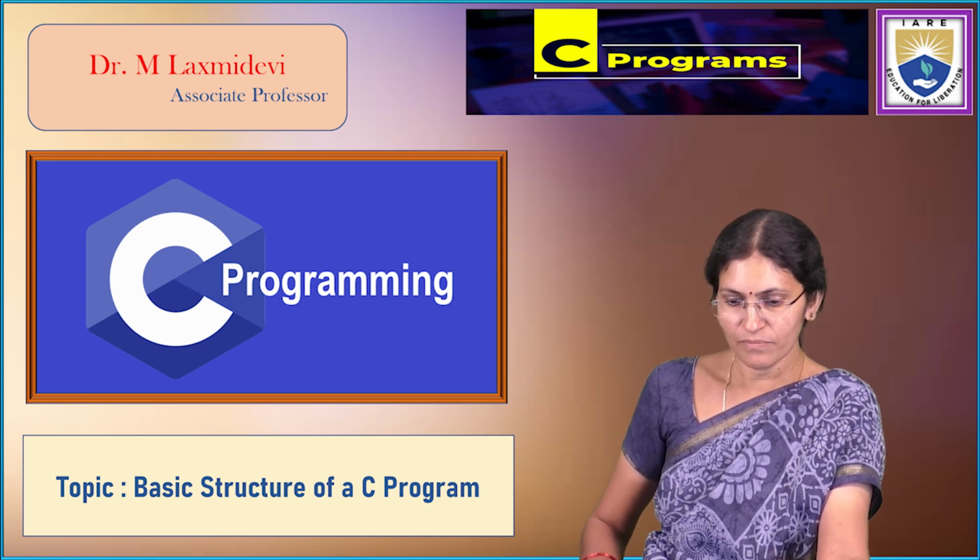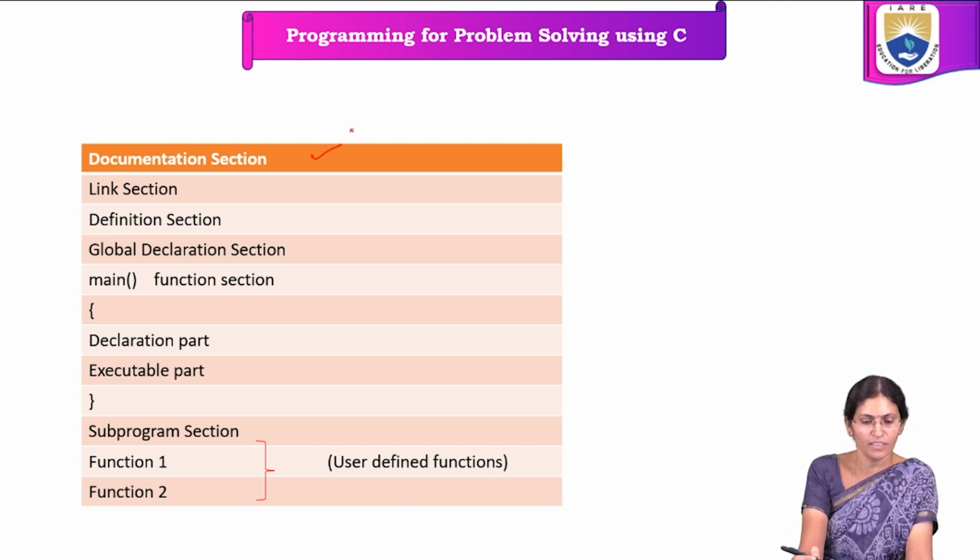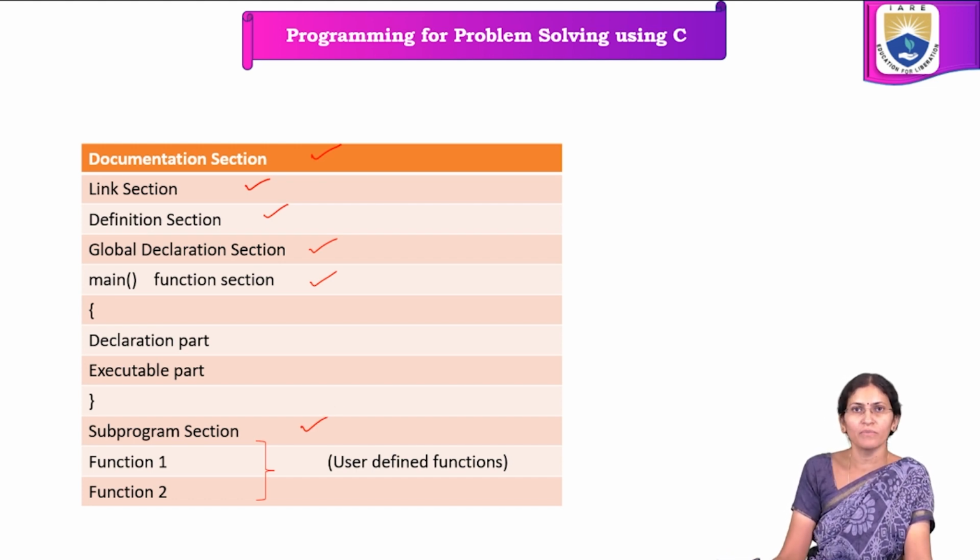Today in this video lecture, we will learn about the basic structure of a C program. In a C program, we have different sections. The first one is documentation section. The next one is linking section. The next one is definition section. Then we have global declaration section. Then main function section. And then after that, we have the subprogram section. Depending upon the need of the program, this is the overall structure of a C program.